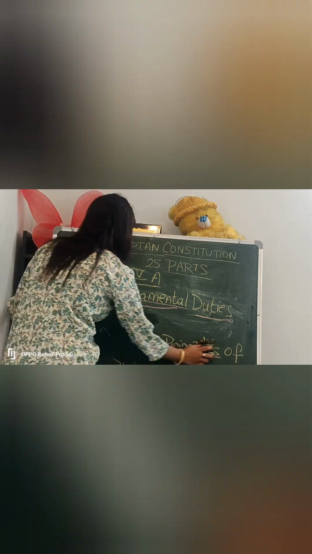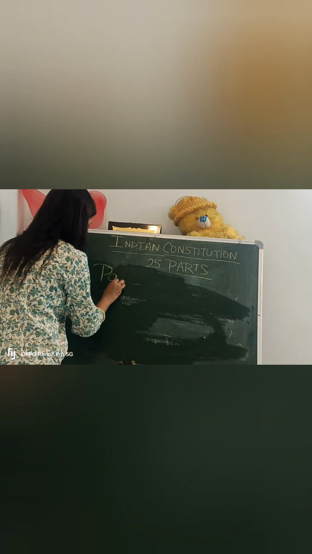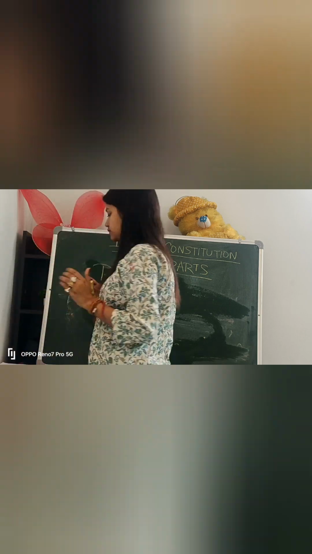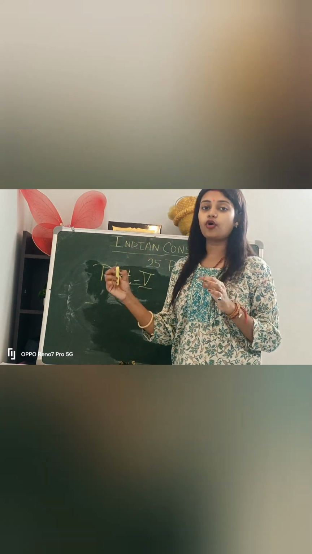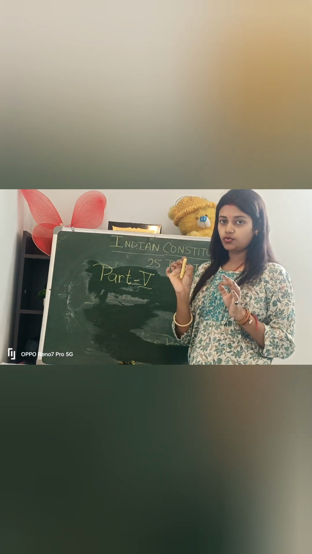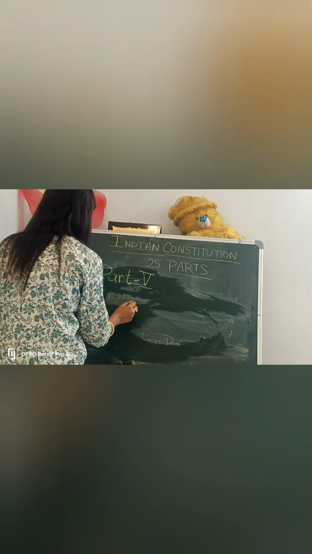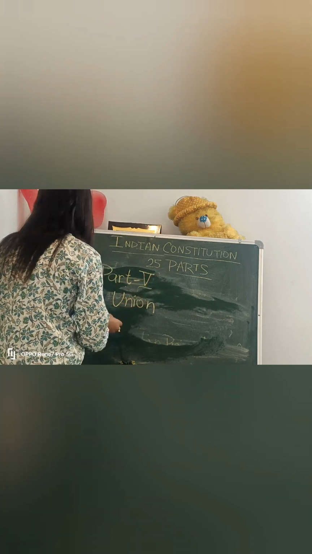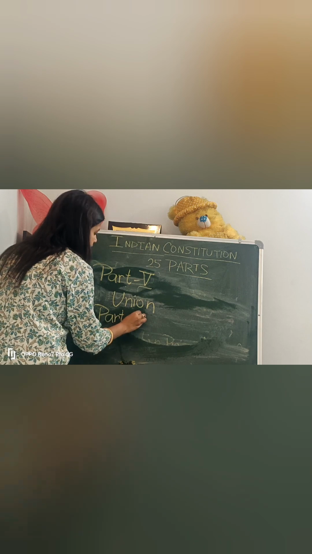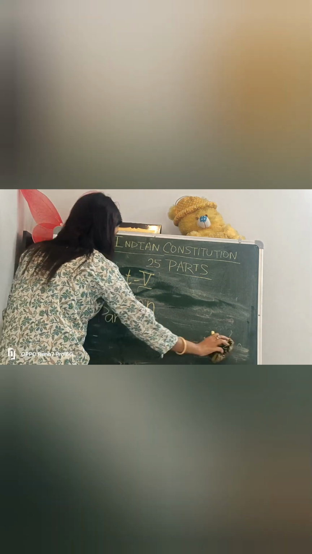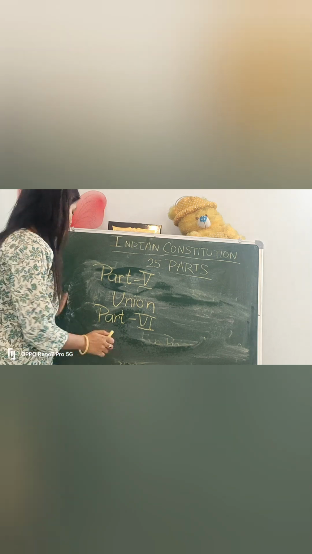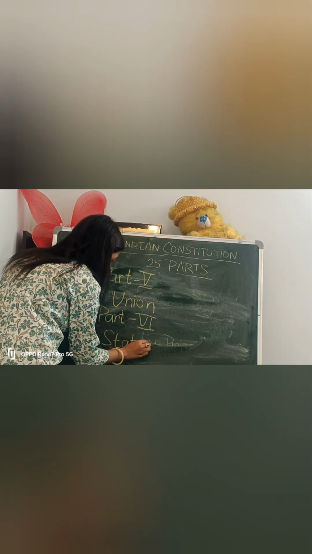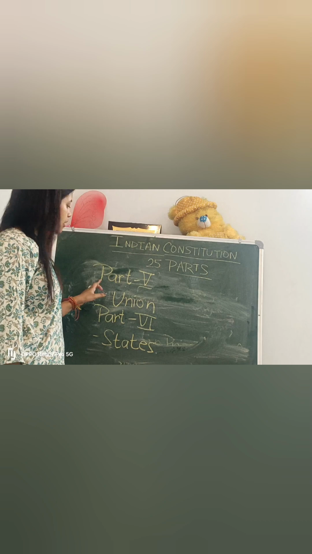Now let's move to part 5. What is part 5? See, the mnemonic: you can fly directly from US to UP. So U stands for Union; part 5 is about the Union, and part 6 is about states. Part 6 is about the states. Right? Part 5 is about the Union, and part 6 is about states. Now let's move to part 7.